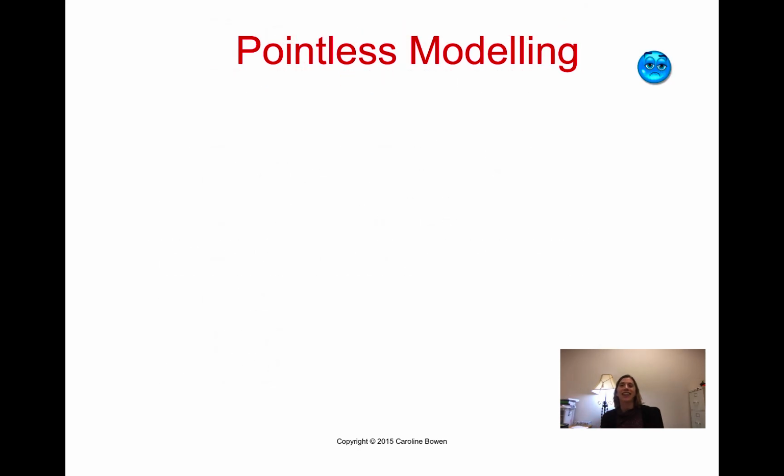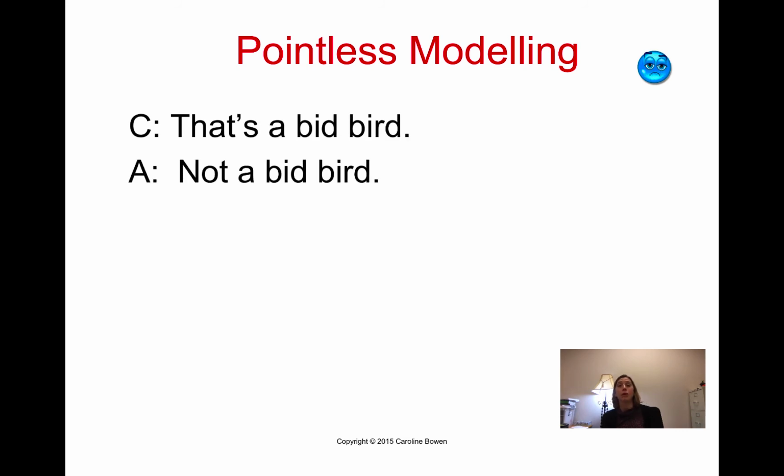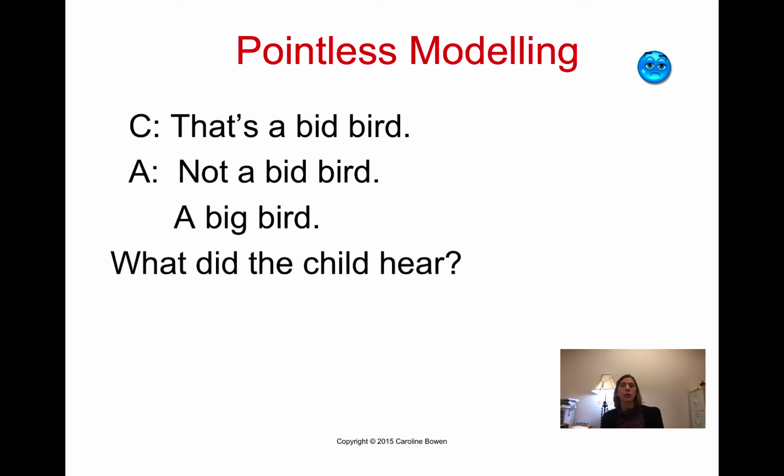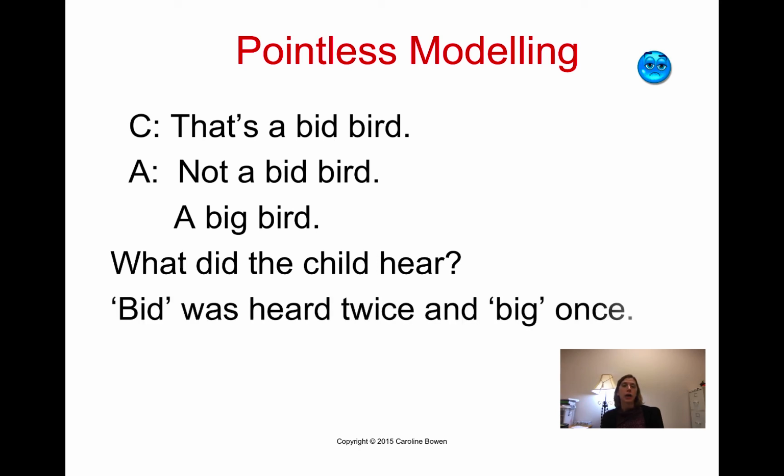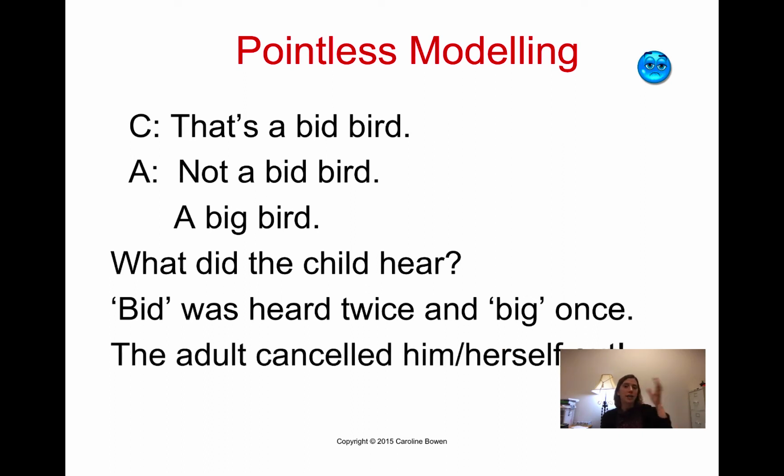Okay, so what do we got here? So pointless modeling, I sort of like this, pointless. All right, so the kid says, that's a bid bird. And I'm like, no, not a bid bird, a big bird. So what did the kid hear? He heard bid twice and big, the correct production, just once. And so basically the adult canceled himself out. He said bid and he said big. So the kid's like, which way is it, right?